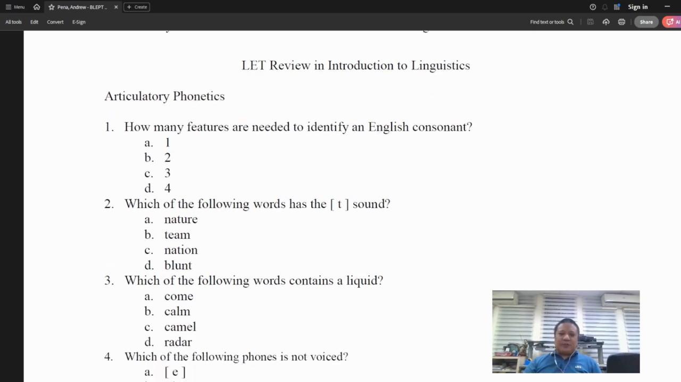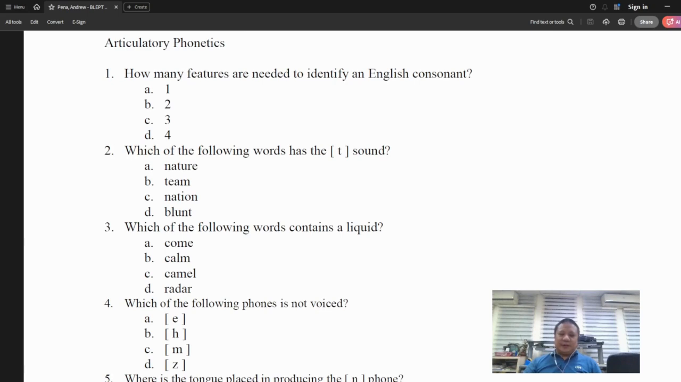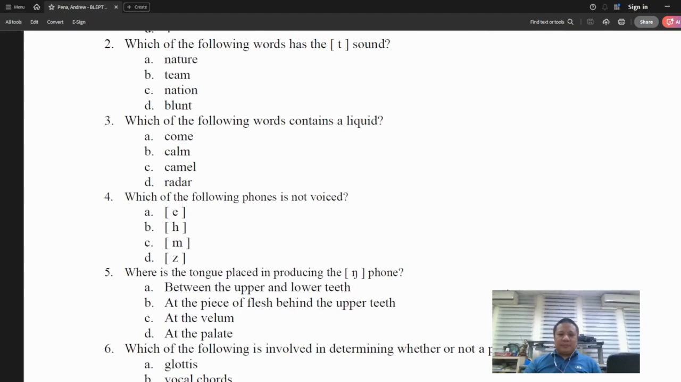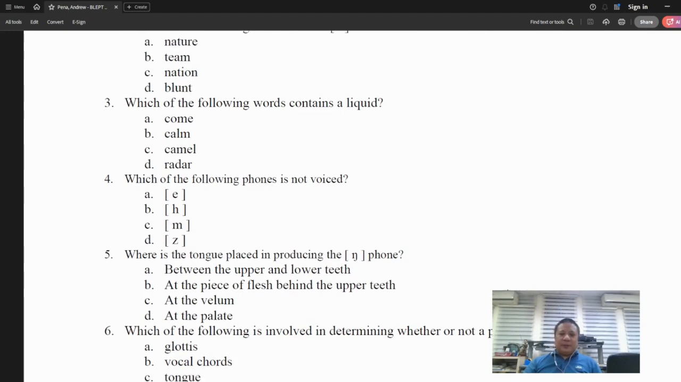Number 2, which of the following words has the T sound? A, nature, B, teen, C, nation, D, blunt. So notice in my pronunciation, the answer is D, blunt. Number 3, which of the following words contains a liquid? A, come, B, calm, C, camel, D, radar. A liquid in English is the L sound, so it's C, camel.